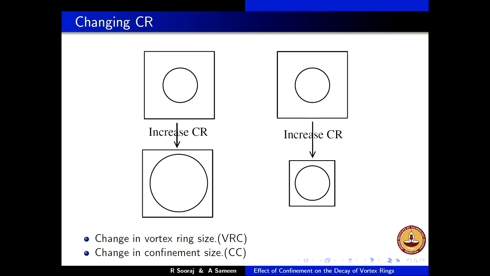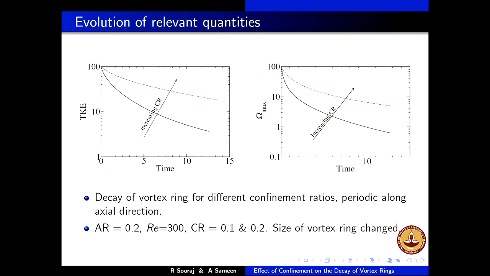So, as I said, in order to vary the confinement ratio, defined as the ratio of ring radius to confinement radius, there are two ways in which we can attain different confinement ratios, either by changing the ring radius or by changing the confinement size. So here is an initial picture of what the effect of changing the confinement ratio looks like.